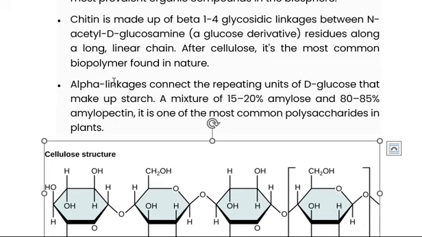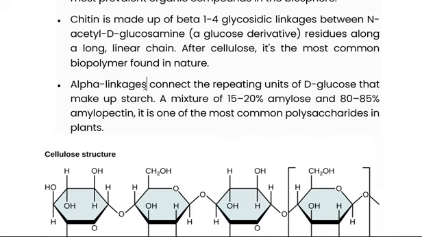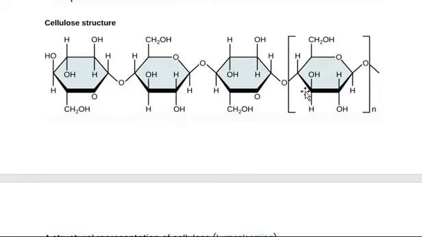Alpha linkages connect the repeating units of D-glucose that make up starch. Alpha linkages, I'm saying that again because it's important. Alpha linkages connect the repeating units of D-glucose that make up starch. It is a mixture of 15 to 20% amylose and 80 to 85% amylopectin. It is one of the most common polysaccharides in plants.